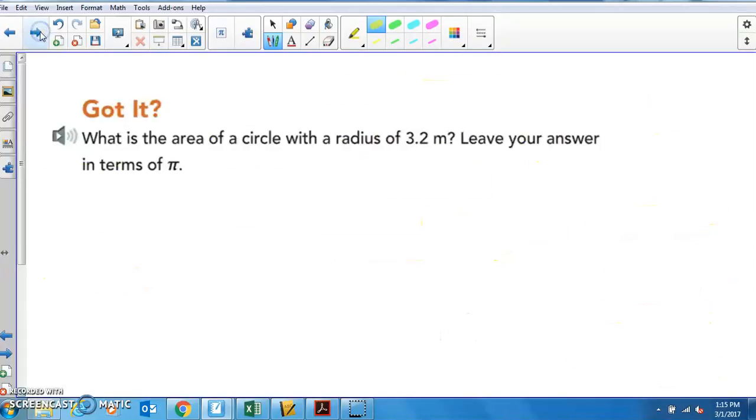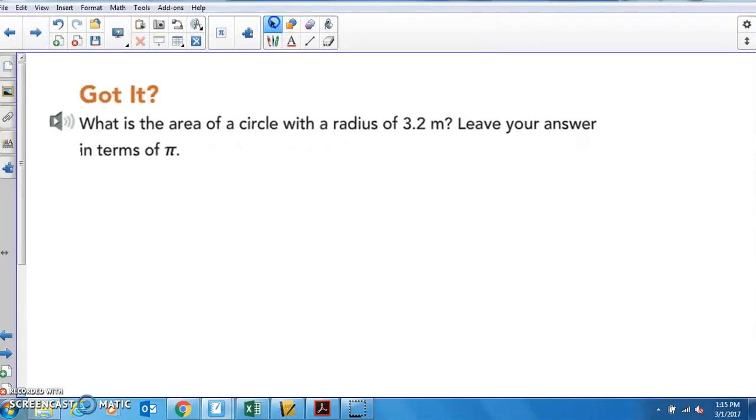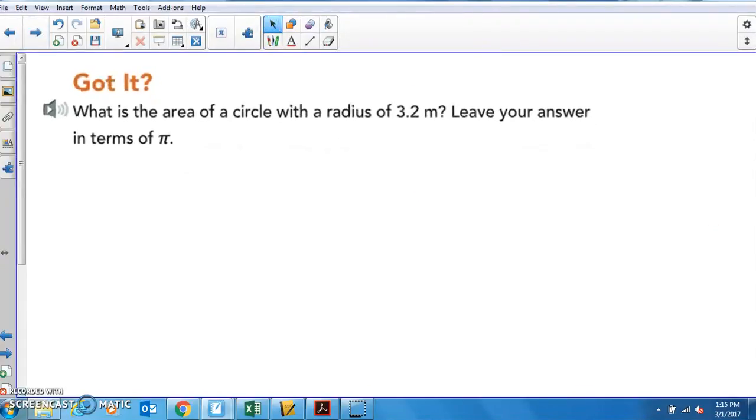All right, this one says, what is the area of a circle with a radius of 3.2? Leave your answer in terms of pi. So let's work on this one. It has a radius of 3.2 meters, so if you will copy that part down, and if you'll copy that in terms of pi. So I'm going to write down some information here. We know our radius is 3.2. Since our radius is halfway, our diameter is all the way across, so it would be double, so it would be 6.4 meters.